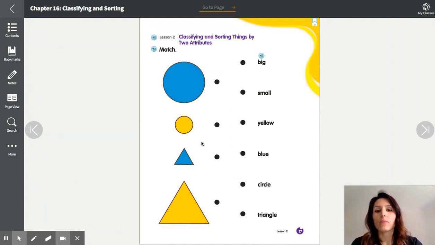All right. The next shape right here we have, is it big or small? Good. It's a small one. You're going to draw a line from here to here. Is it yellow or blue? Good. Yellow. So you're going to draw a line from here to here.